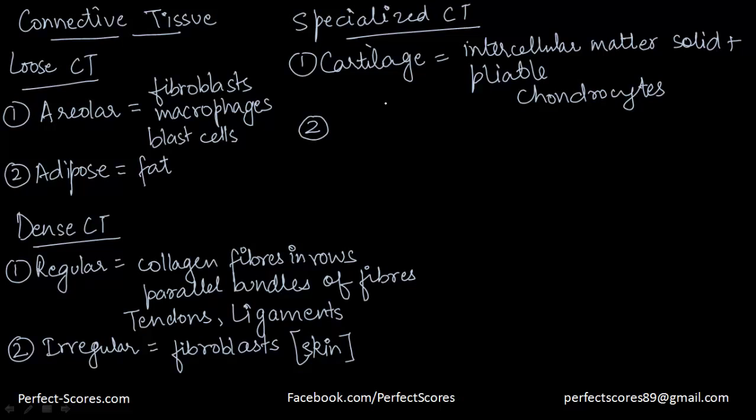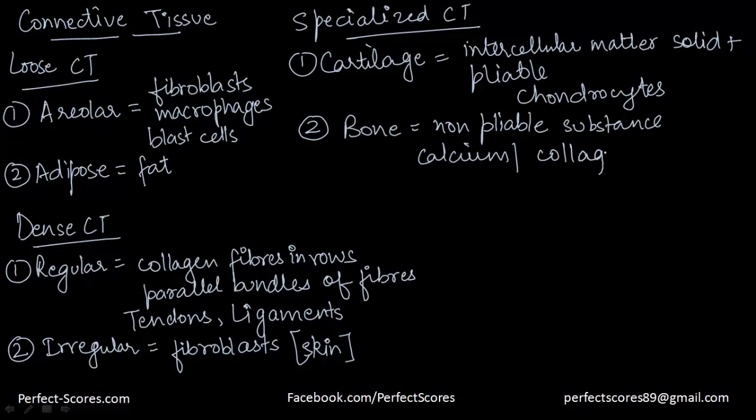The second important specialized connective tissue is bone. We'll be discussing the details of the cartilage and the bone later on as well. But right now you need to know that the bones have a very hard and non-pliable ground substance. So you cannot change it or twist it like you can change the cartilage. So non-pliable substance is there, which is very rich in calcium salts and collagen fibers. And the cells of the bone are known as osteocytes.